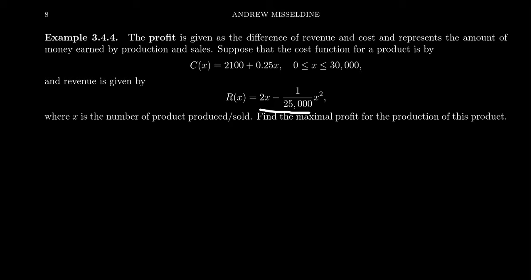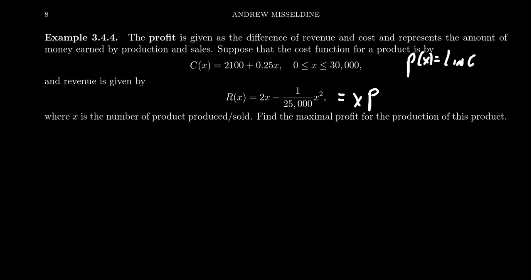Revenue is commonly going to be a quadratic function because revenue in general is a product of x times p, where x is the number of things you produced and p is the price you sold it for. Well, if the price function is itself a linear function, which is very common, if you have linear demand, your price function, which is its inverse, will be a linear function. And therefore, x times a linear function will give you a quadratic revenue.